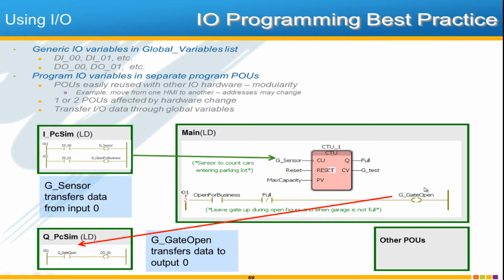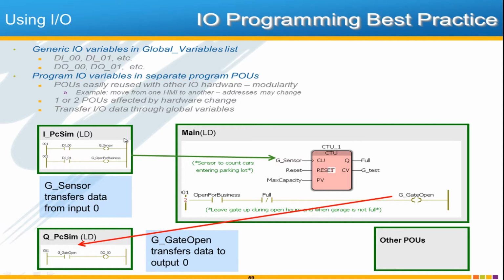And then we can swap out gateOpen with G_gateOpen, make it a global variable, and that global variable in a separate program POU will write to the digital outputs. And we'll see coming up here why that's important, which is outlined in these 3 bullets. And the first reason is so that the POUs can be easily reused with other I/O hardware.